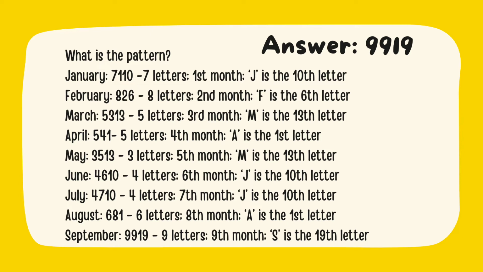There are patterns in the first and second digits of each month's code. There are a total of 7 letters in the month of January. The first digit is therefore 7. The first month of the year is January, so 1 is the second digit. Now that we know that September has a total of 9 letters, we can say that the first digit in the code for September is 9. September is the 9th month on the calendar, so the second digit in the code is 9. We get the code for September as 9919 by looking at these numerical patterns.